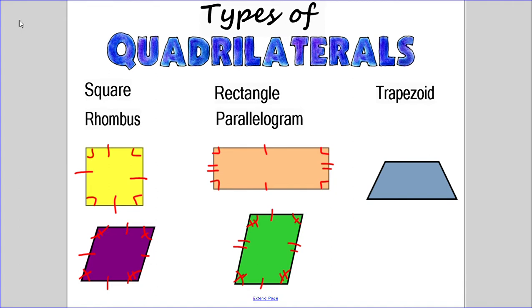Then we have our trapezoid that really has 2 side lengths that are the same, which would be these 2. It has some different properties in terms of angle measures that are the same, as these 2 would be the same angle measure, and these 2 would be the same angle measure. So, some different characteristics of the different shapes, just things for you to note as we go through.